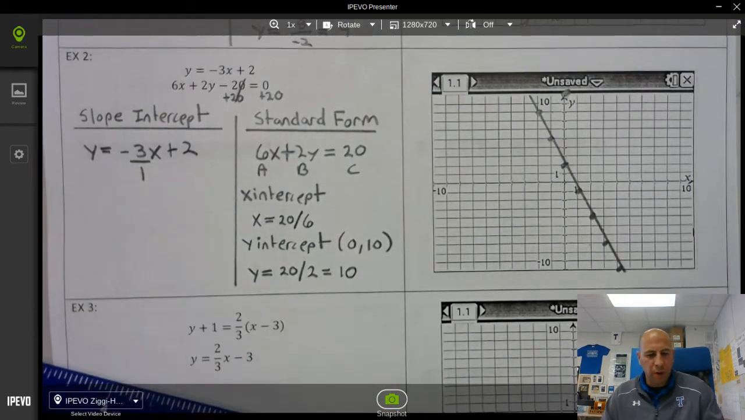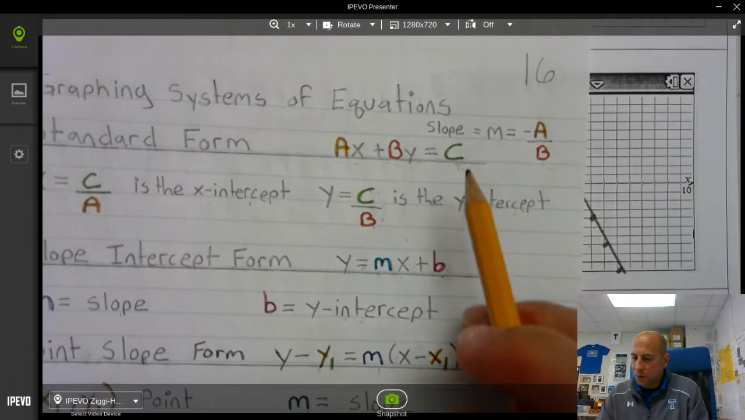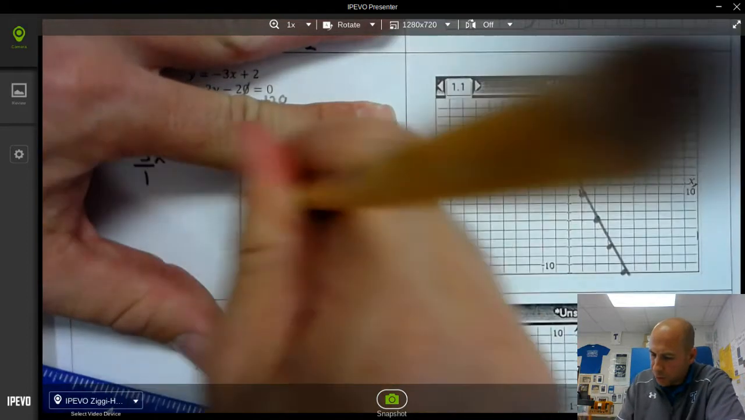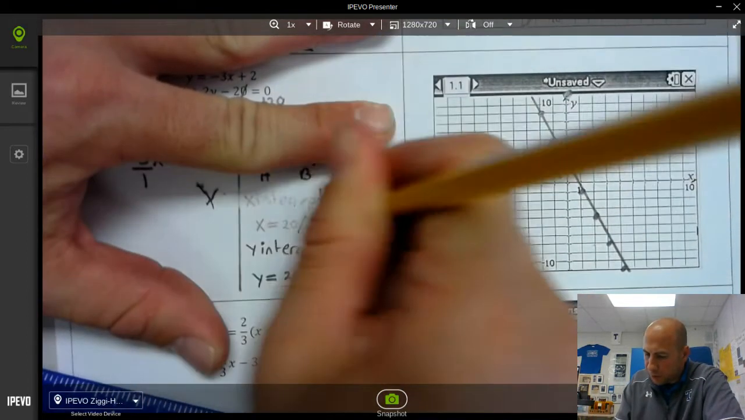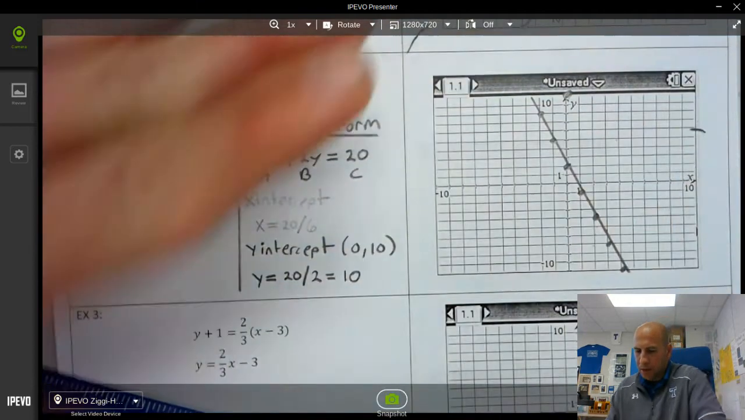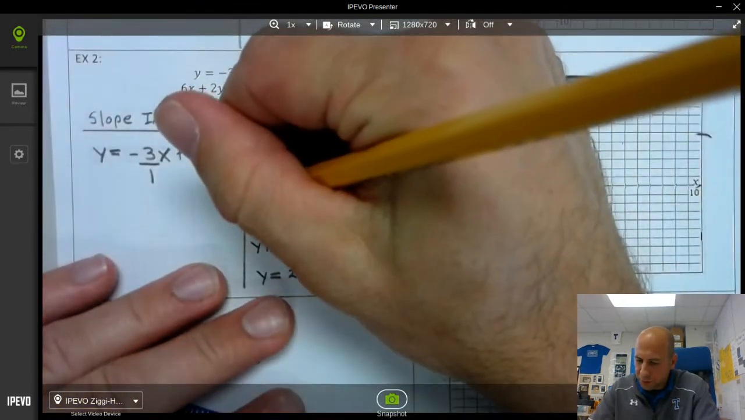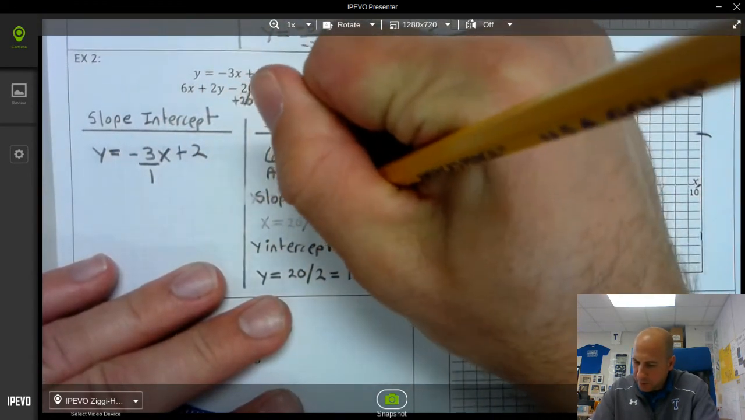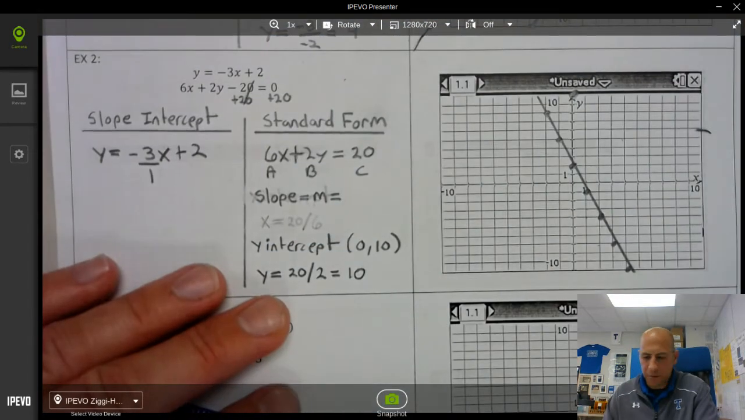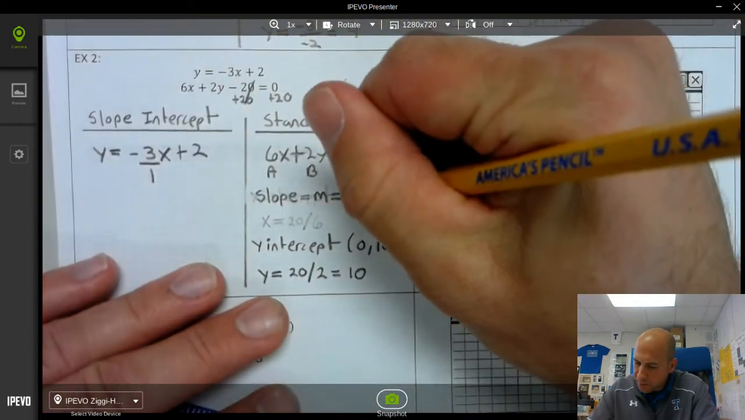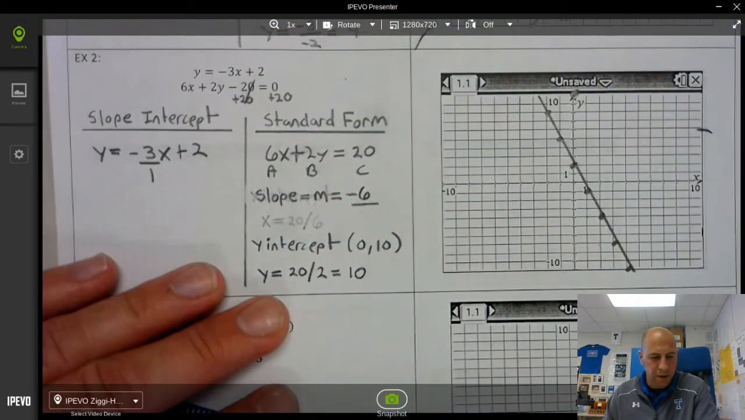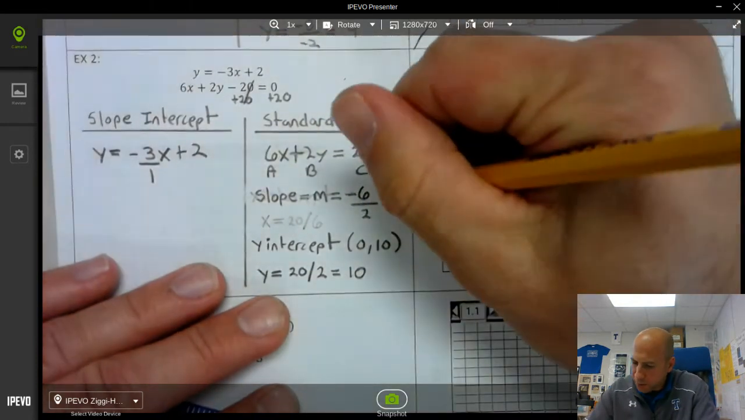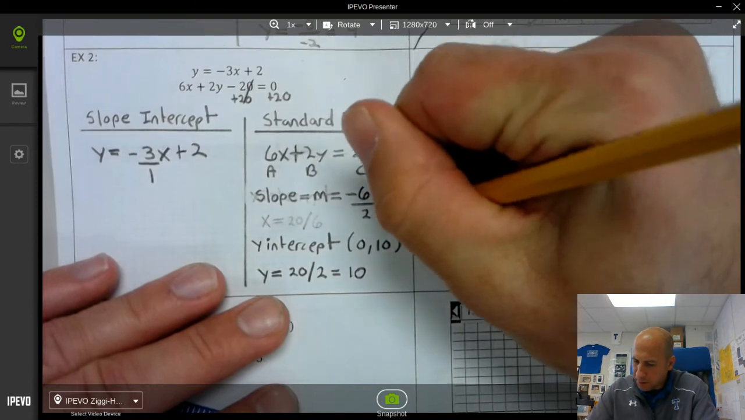So we need another point. Well, that's where this is important. We know that slope is negative A divided by B. Okay? So we're not going to use the x-intercept. Let's use slope. So slope equals m, which equals negative A, so negative 6, divided by B, which is 2. So our slope is negative 3. This reduces to negative 3 divided by 1.